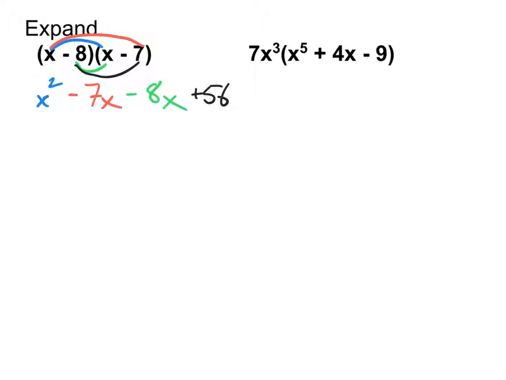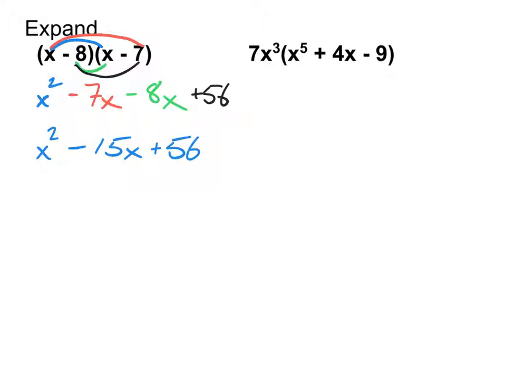The last thing we do is go ahead and combine the like terms here. The only like terms we have are the x's in the middle, the minus 7x and the minus 8x. Negative 7 minus 8 is negative 15. So that's a negative 15x plus 56. That is then your final answer. That's what we're looking for.